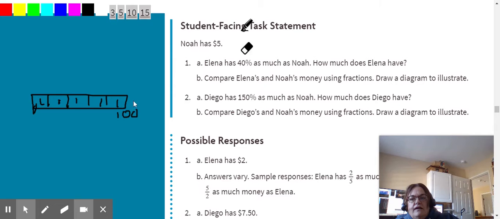And then they come up with themselves how to figure out what percentage each one is. So 100 divided by 5 is 20, so they're counting by 20s. So this is 20%, 40%, 60 and then 80. So if Elena has 40% as much as Noah, she has these two. So it's $2.